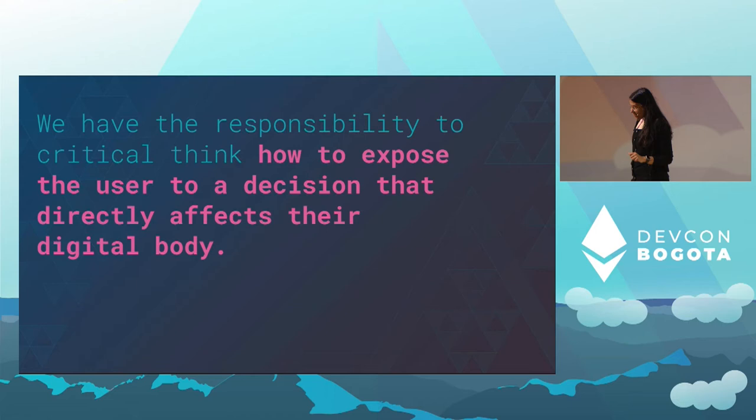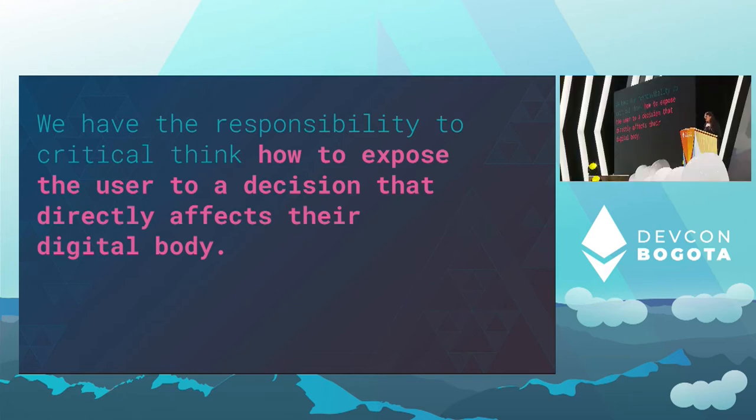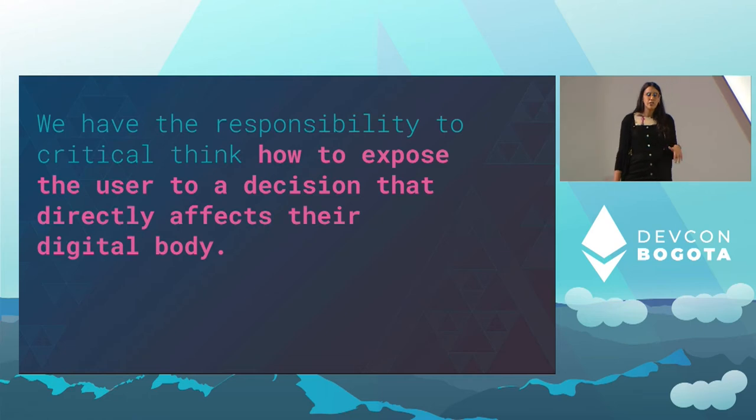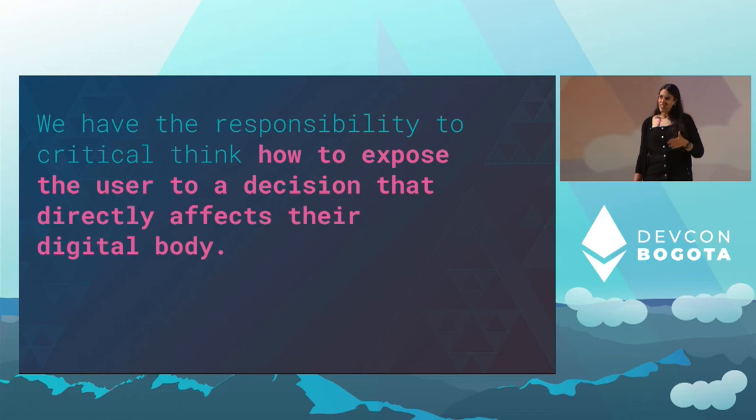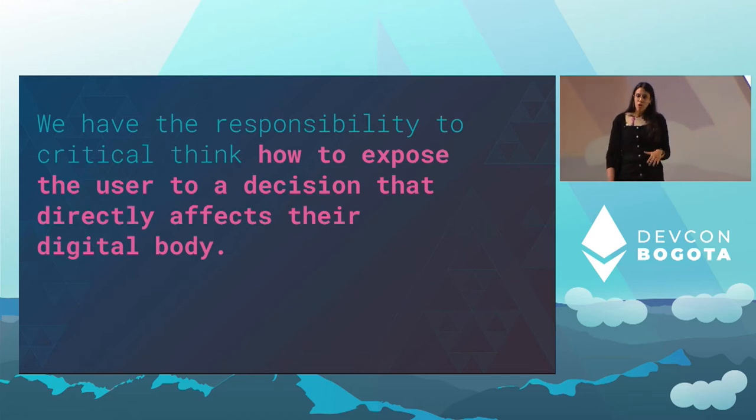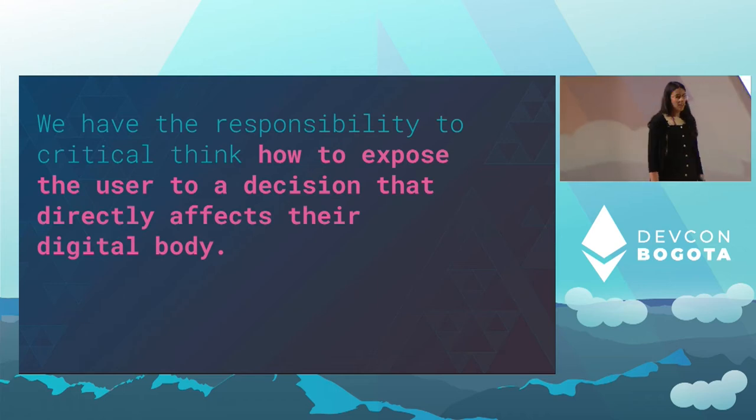and more things. Echoing what Taylor said this week, we should be responsible for the technology we build. We should build technology that respects people. As developers, as wallet developers, we have the responsibility of critical thinking about how to expose users to give consent to a decision that directly affects their digital bodies. And this allowed us to explore opportunities to design decentralized technology that respects people, practicing open design methodologies.